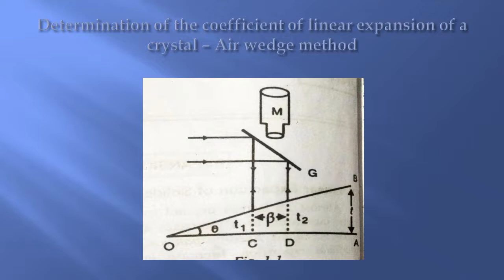A parallel beam of monochromatic light is allowed to fall on the glass plate OB after reflection at a glass plate G, which is inclined at an angle of 45 degrees. Part of the light gets reflected at the upper plate OB and a part of the light is reflected by the lower plate OA. The two reflected beams produce alternate bright and dark interference bands of equal thickness. The interference bands are viewed by the microscope M.